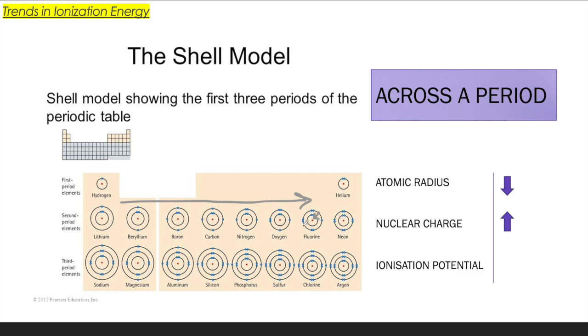That means that this particular element, fluorine, will have a greater difficulty to lose an electron from the outermost shell as compared to lithium. The lithium atom, being a comparatively larger atom, can easily lose the electron from the valence shell. Therefore, lithium has a lower ionization energy, and as we go across the period, the ionization energy of fluorine is much higher. So across a period, we see a trend of increase in ionization energy.